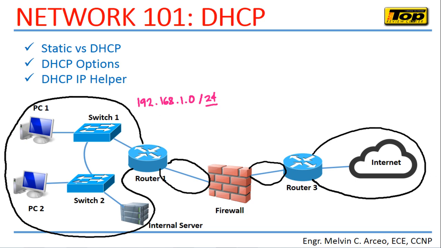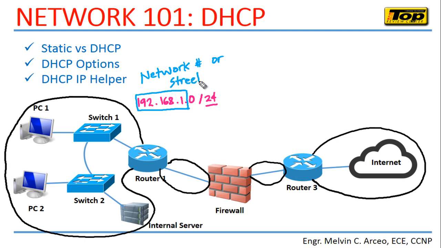Ibig sabihin, yung first 24 bits, which is this first three numbers, okay, hanggang dito, ang tinutukoy niya rito ay yung network number. Okay, so take note of that. Or, tinatawag natin ito na street. Ito yung analogy natin last time. Napakaganda kasing analogy nito. No? Very, parang eksaktong-eksakto siya doon sa addressing scheme natin.